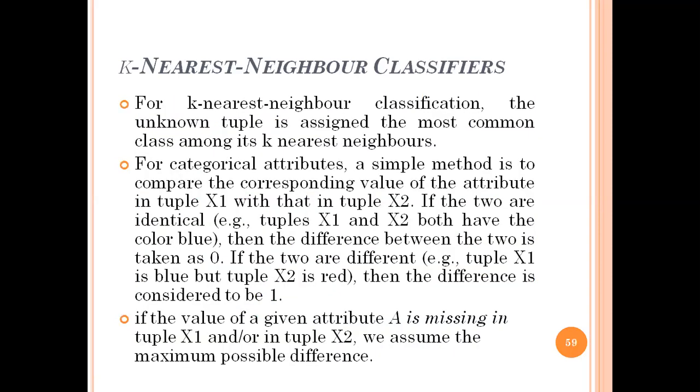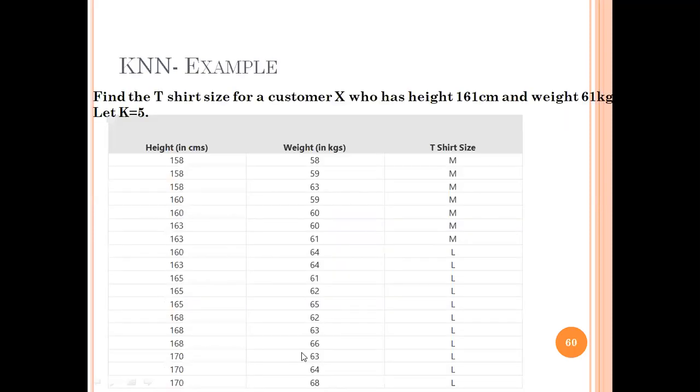Okay. And if it is categorical attributes, if they are similar, the difference will be 0, and if they are different, the difference is considered to be 1. And if the value is missing for any attribute, we take the maximum possible difference. Okay, so we'll see this with an example.